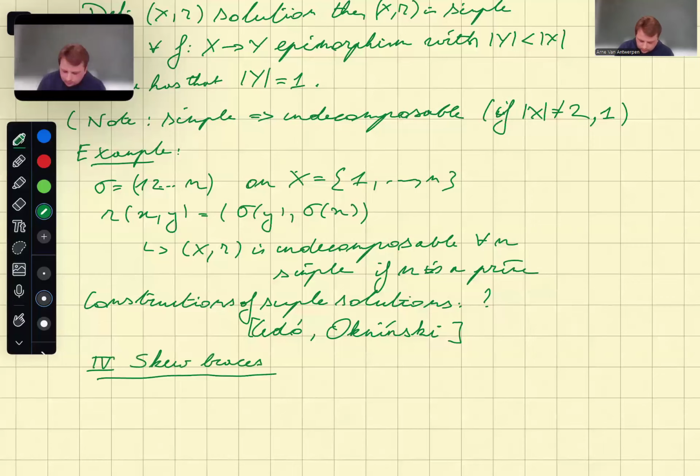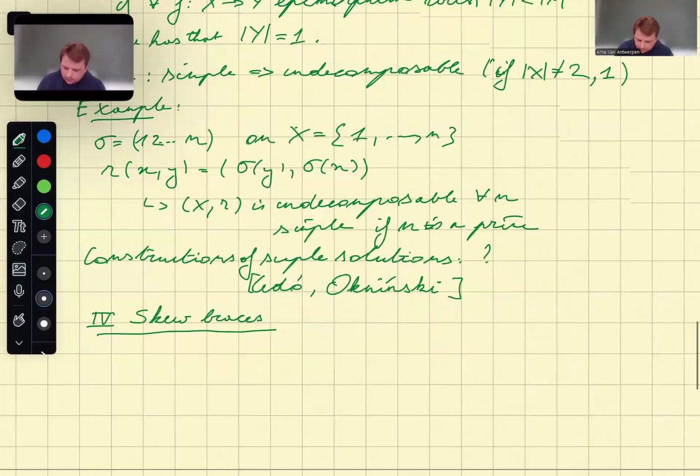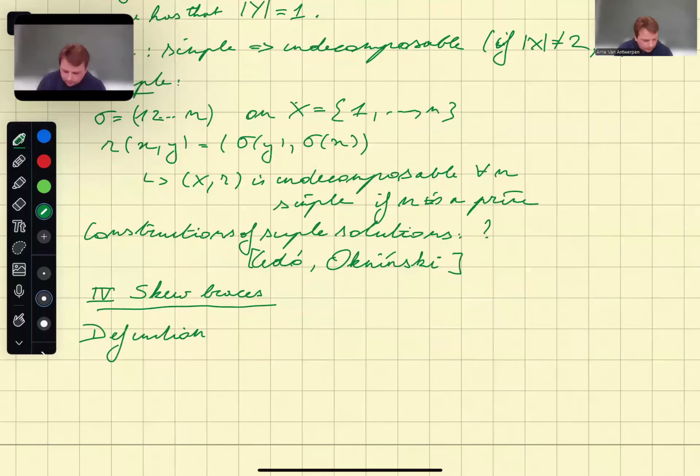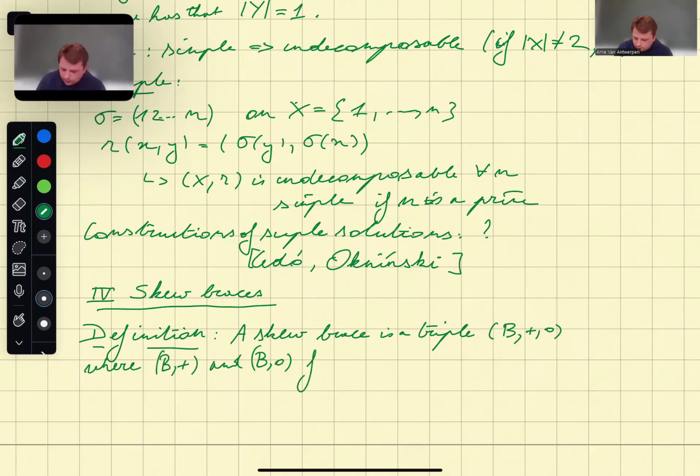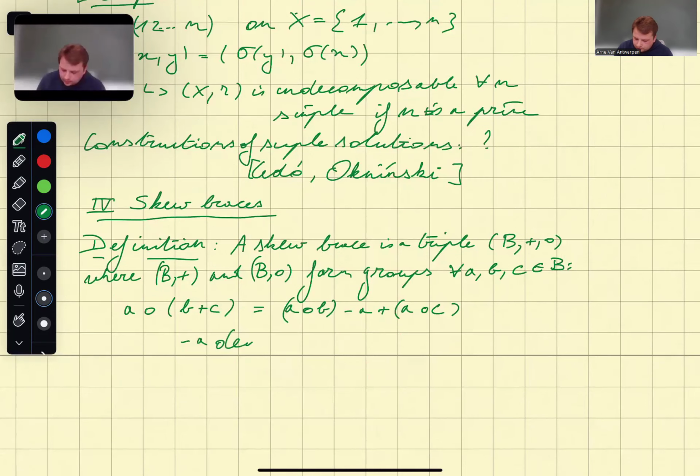So the definition is as follows. A skew brace is a triple (B, +, ∘), where (B, +) and (B, ∘) are groups, and for every a, b, and c in B, we have that a ∘ (b + c) is equal to a ∘ b − a + a ∘ c, where −a denotes the inverse of a in (B, +).